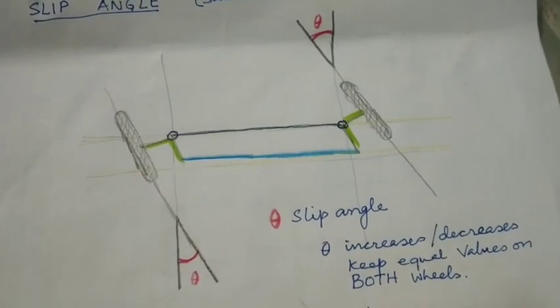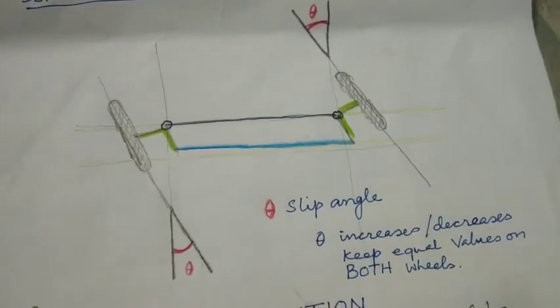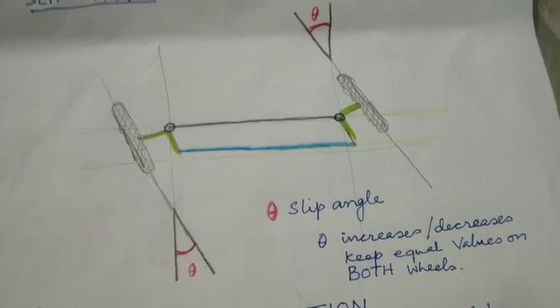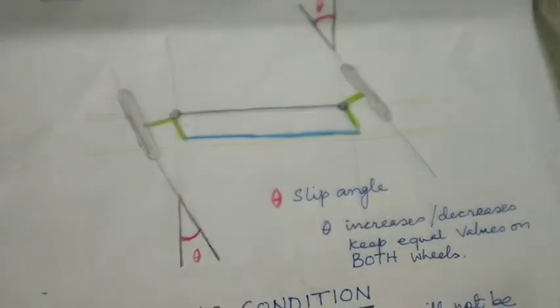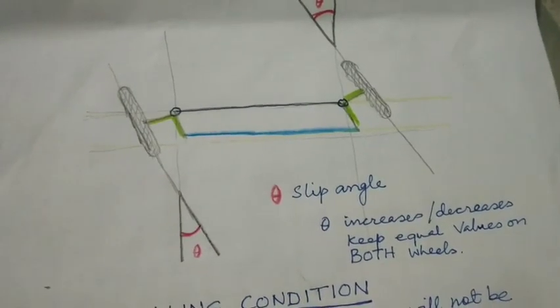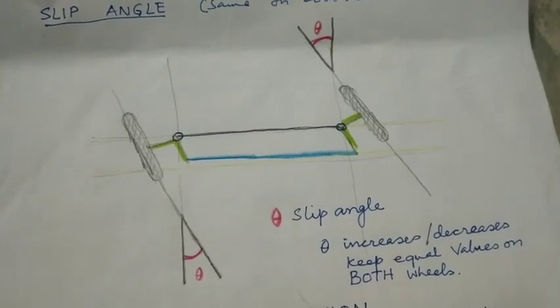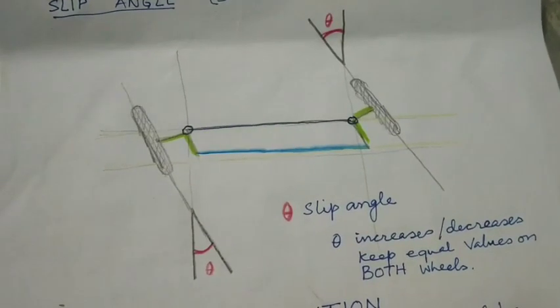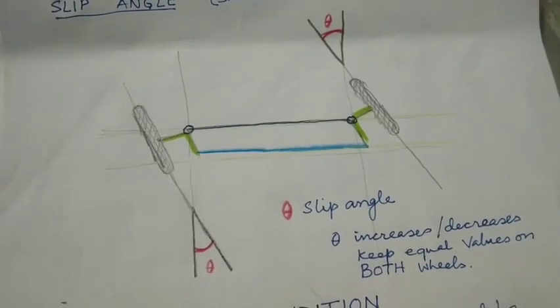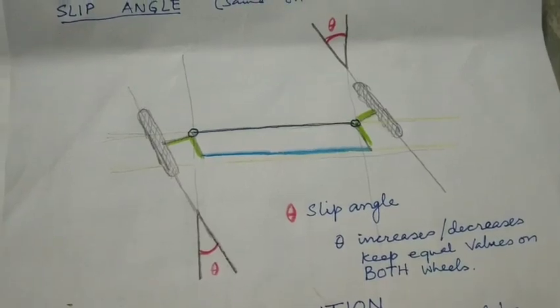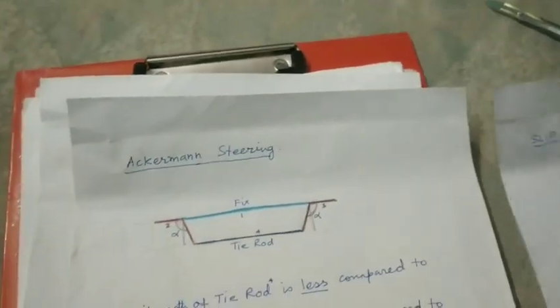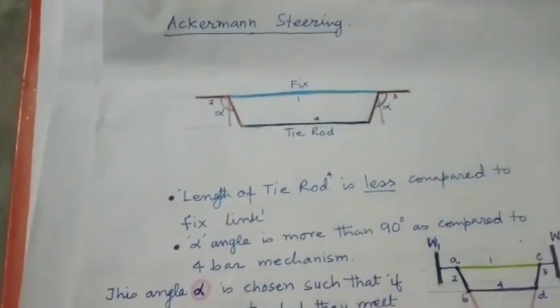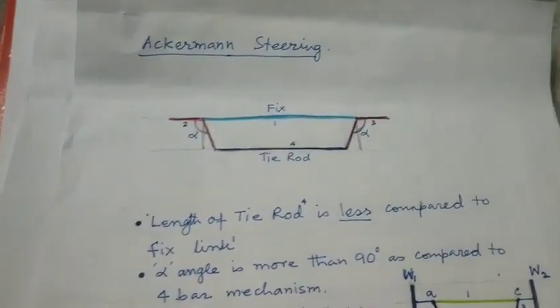and because of this reason there is a lot of wear and tear of the wheels and tires, and it is uncomfortable. It is not a working mechanism. It is just an initial form of thought which we had in order to find out what are the ways of making a steering system. I hope it is clear. Now let us go to Ackermann steering.